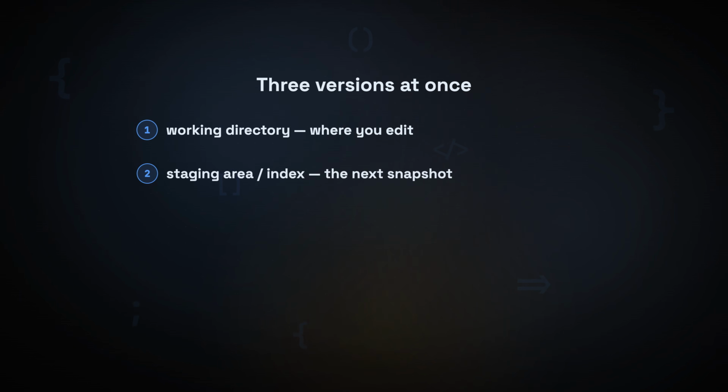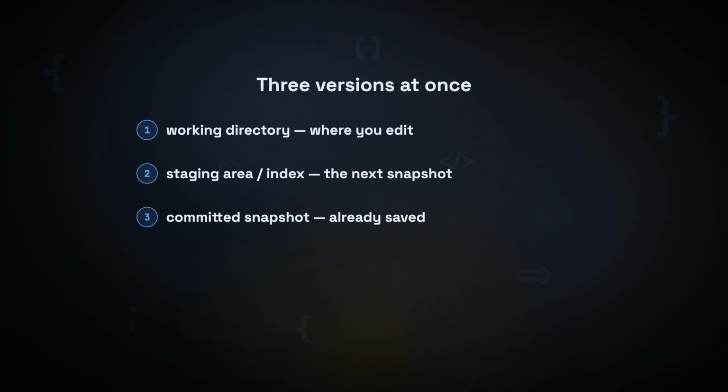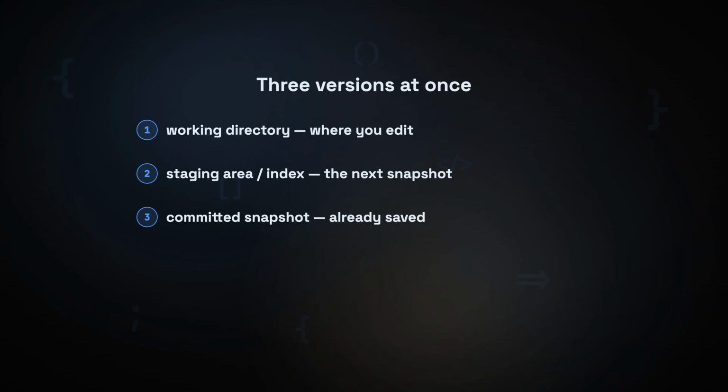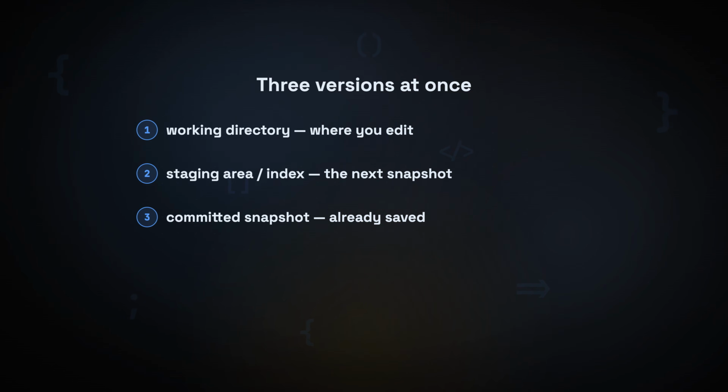But where does the tree for a new commit actually come from? It comes from a middle layer most people overlook. You really have three versions of your project at once. The working directory where you edit files, a committed snapshot that's already saved, and in between them a staging area, also called the index. When you run git add, you're not saving anything permanently, you're copying a file's current state into that staging area, building up the exact contents of the next snapshot piece by piece.